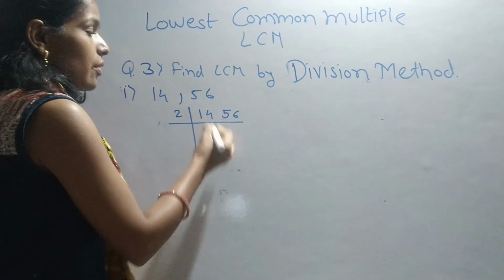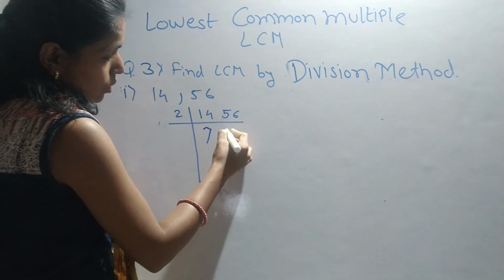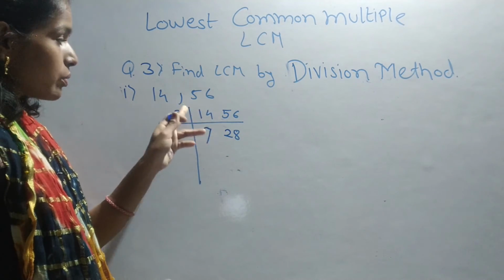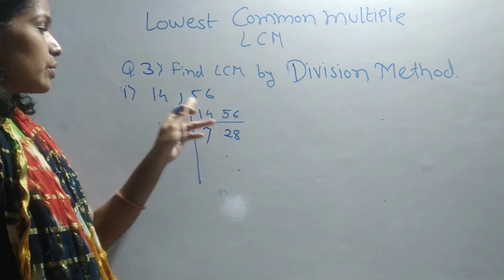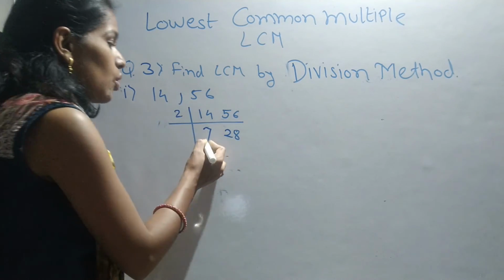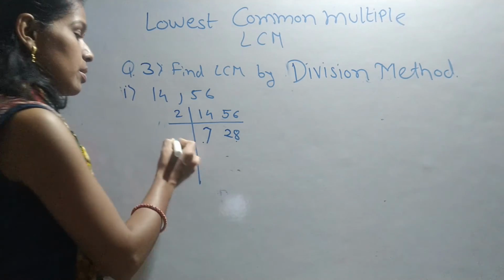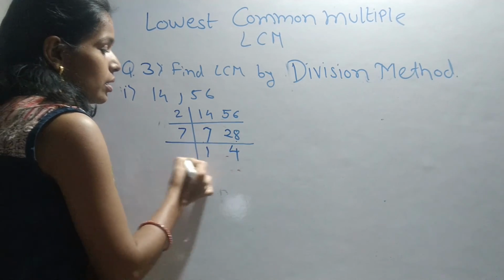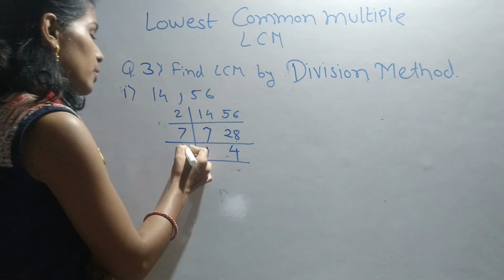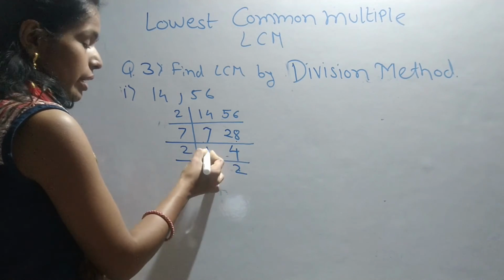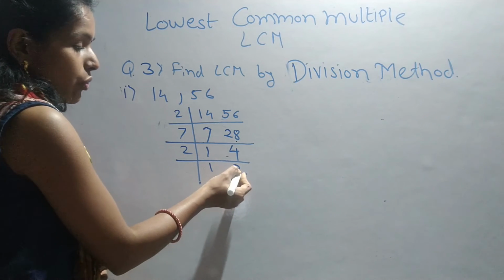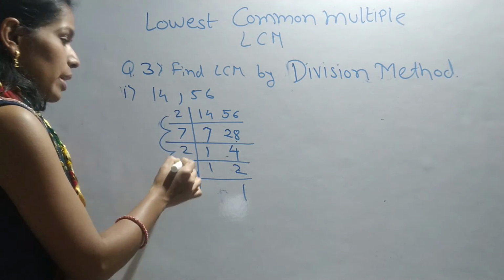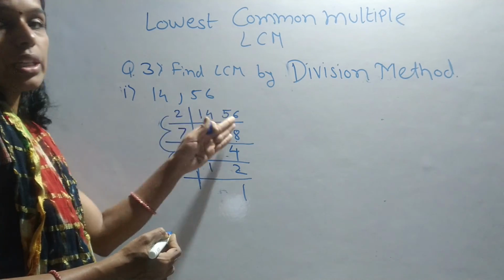2 7s are 14 and 2 28s are 56. If you divide 14 by 2, you will get the quotient 7. If you divide 56 by 2, you will get the quotient 28. Now, both these numbers are divisible by 7, a prime number. 7 1s are 7 and 7 4s are 28. Now, this 4 is divisible by 2. 2 2s are 4 and this division is complete over here. Now, we have to finish this also. 2 1s are 2. Now, these are the common and uncommon prime factors of 14 and 56.